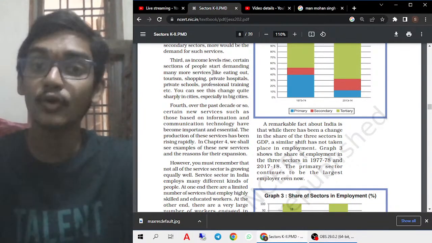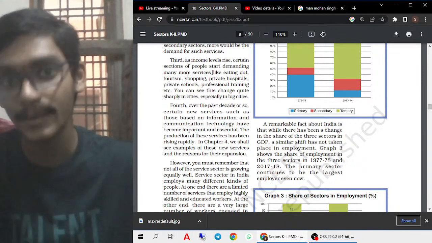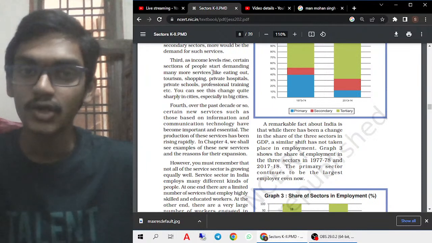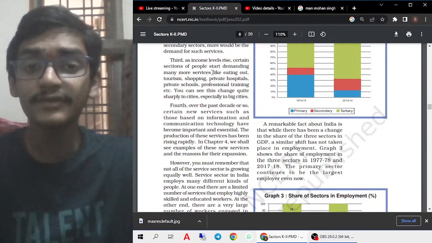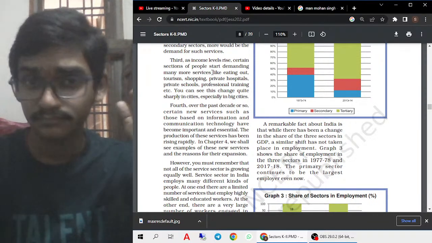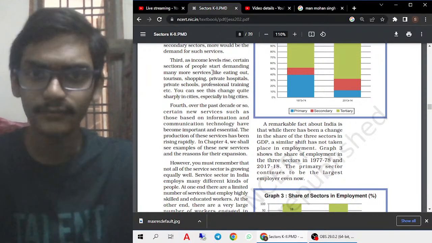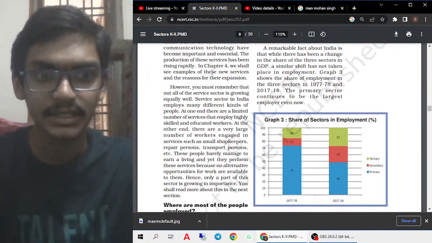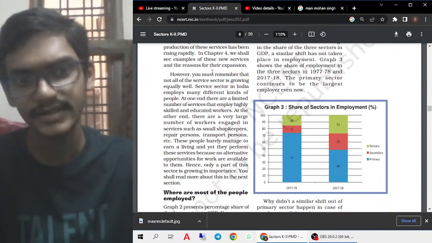During that time only, the growth of IT industries started to emerge. From then on, there has always been an increase in the IT industries. Okay, that we try to understand. That is the fourth main important reason.